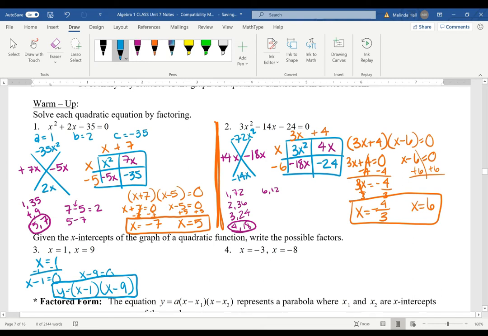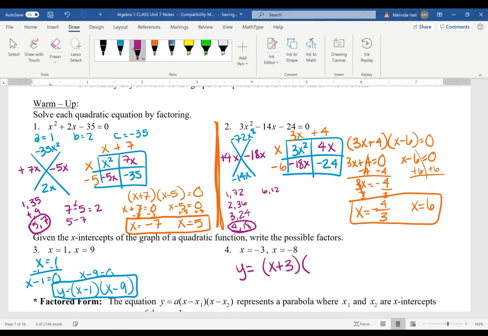So it's almost like you're trying to get everything away from an invisible variable, aka 0. But for x equals negative 3 and x equals negative 8, again, you're just looking at the opposite signs for these. So then since it's minus 3, that would be x plus 3. And since it's minus 8, that would be x plus 8. Because if I set these equal to 0, it would give me x equals negative 3 and negative 8.